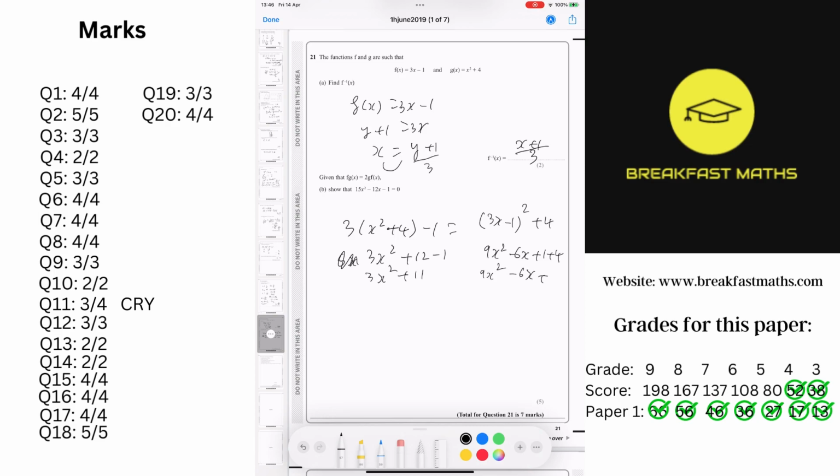So if these two are equal, let's move it all onto one side. 0 equals 6x squared minus 6x, and then that's going to be 5 minus 11. That's going to be minus 6. This doesn't look right. What have we done here? 2, don't we? That's why. Times this by 2.